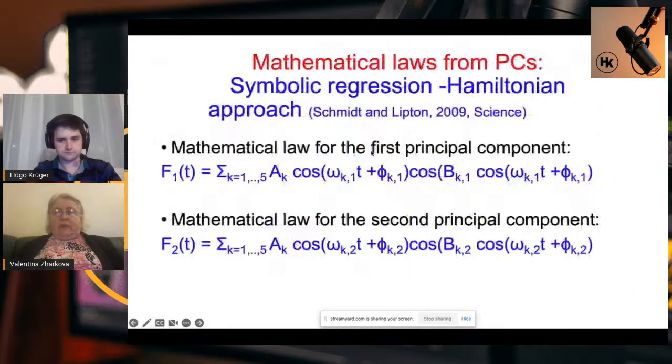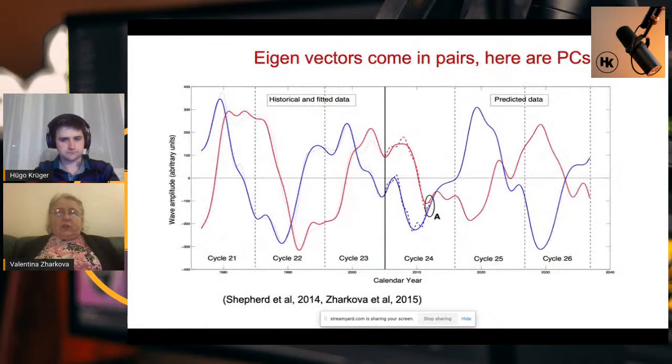So it took only a series of 5 of these complex cosine functions. And we managed to reproduce with this formula the principal components for cycle 24. This is what we reproduced, our curve, the red solid line, and the dashed line is the real curve which we derived from the data.